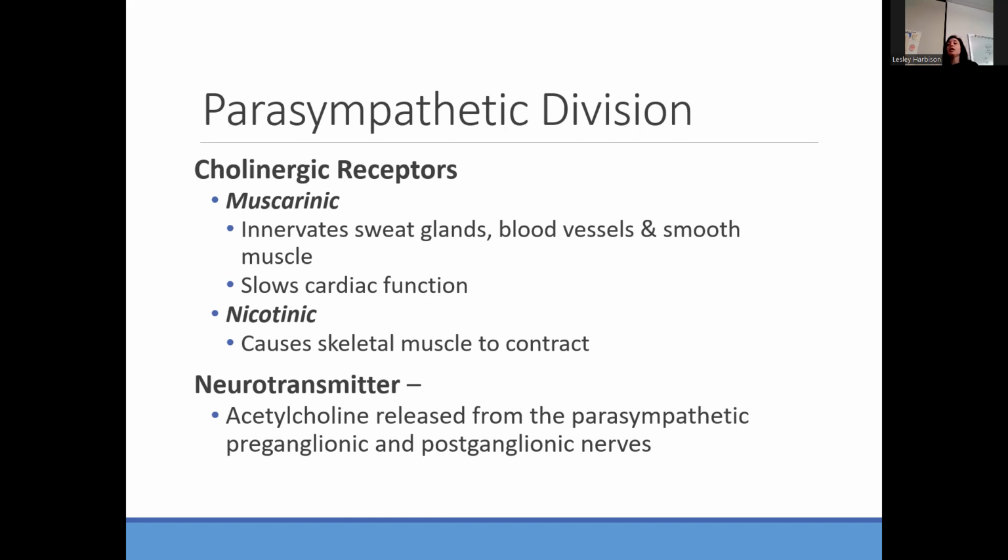Neurotransmitters: acetylcholine is released from the parasympathetic preganglion and postganglion. So that's easy because you just have to remember the one neurotransmitter. It's on the pre and the post. Just have to remember the one.